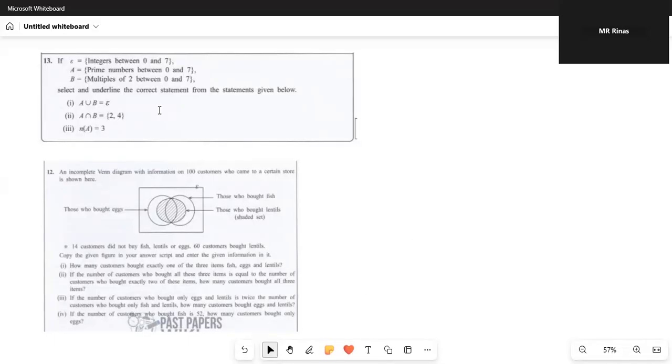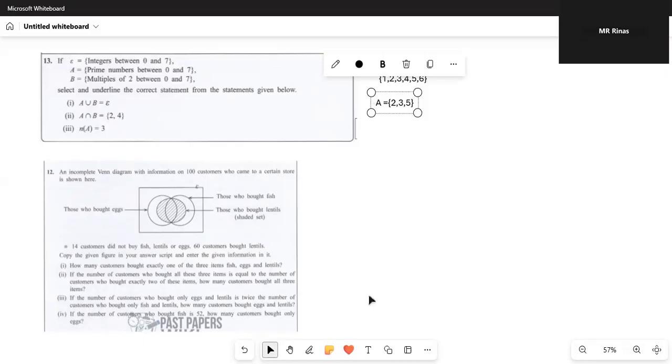In part 1, they asked for the elements between 0 to 7. Between 0 to 7 means 1, 2, 3, 4, 5 and 6; 7 won't come because it is between. And the next step, they told that the element A is equal to prime numbers. Prime numbers mean we can't take 1. It should be more than 1. The divisor should be 1 and the number itself. So it might be 2, 3 and 5.